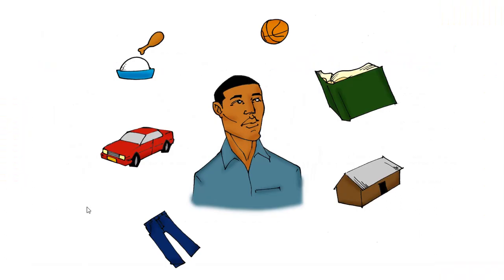Now you can see in this diagram that a person needs various types of things, isn't it? He needs a house, clothes, cars, food items, and other playable items. He also needs books and many other things. We need a mobile phone nowadays, isn't it? We need computers. We need nice shoes and many other things.